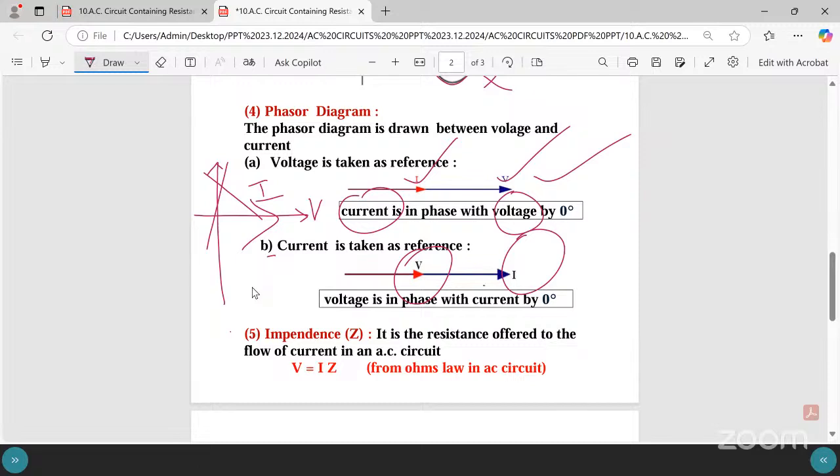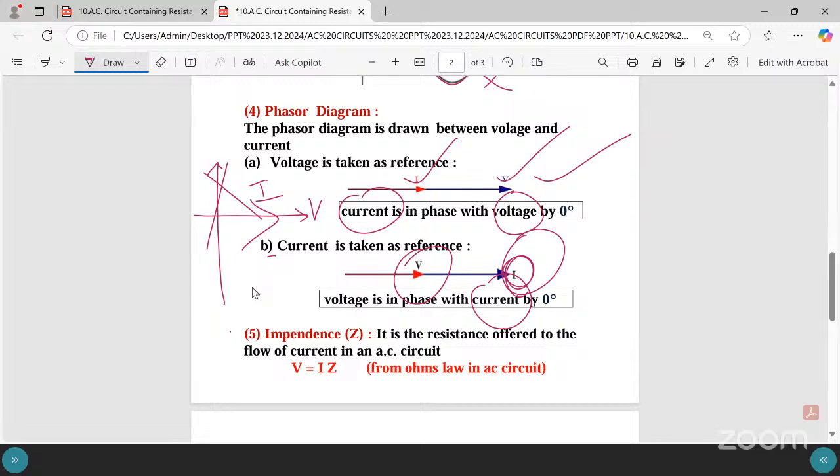Now current is the second place. Why is it in second place? Reference one. Who's rotating now? Voltage. Voltage is in phase with current. Both are equal.